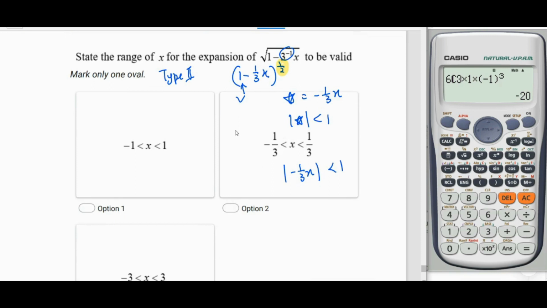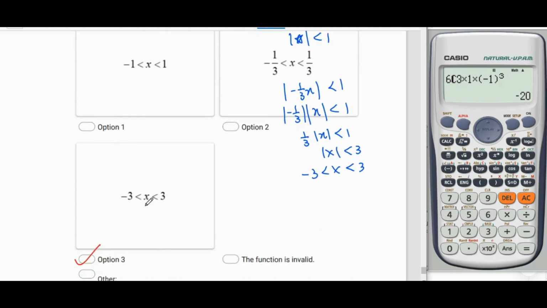So how to solve this? We can separate the coefficient, modulus negative 1 over 3. The coefficient here, modulus negative 1 over 3, will become a positive answer. Then we simplify 3, move to the right hand side. Then we open the modulus here. It will be less than 3, more than negative 3. So here we'll have our option 3.